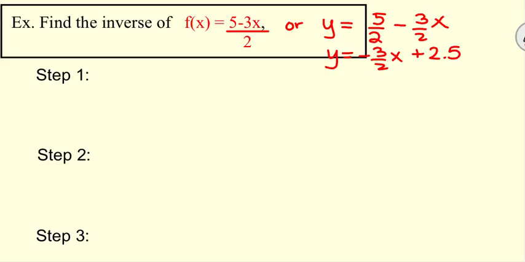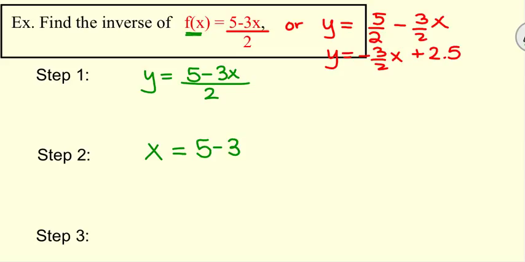All right, so let's go through and find the inverse of this function. So step 1 is to replace the f of x notation with y. So y equals 5 minus 3x over 2. The next step is to interchange the x and the y. So x is now there. This negative 3 has a y, and then over 2.